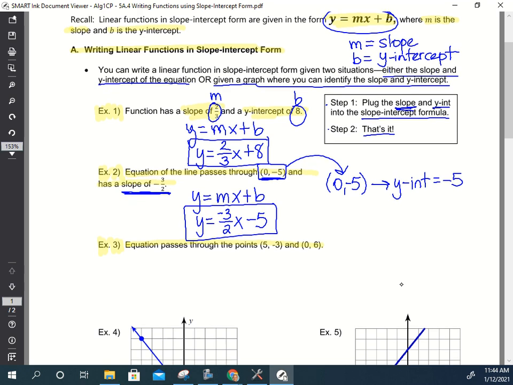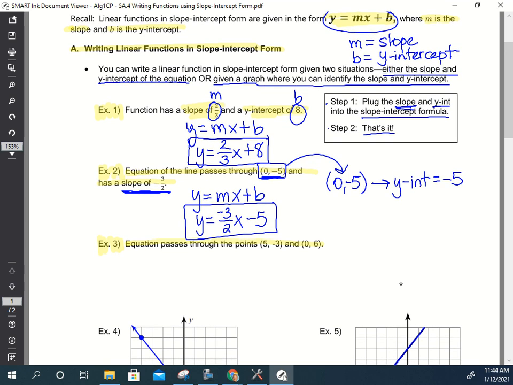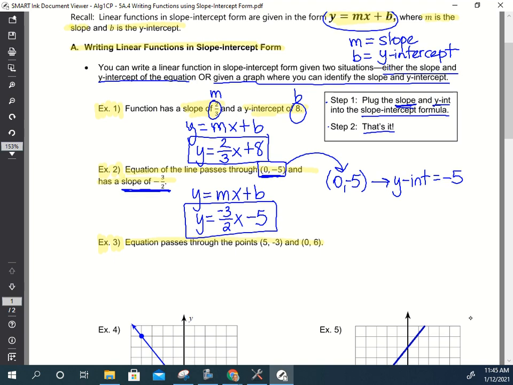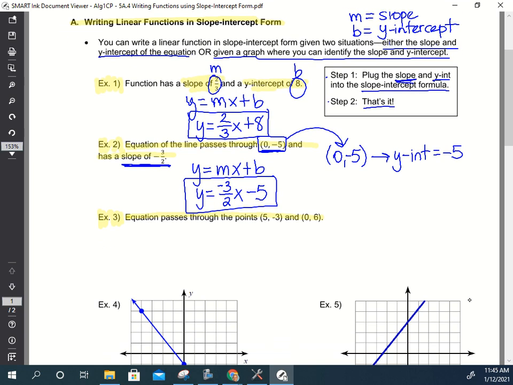Start scrolling up. So we're going to do one more straight example before we work with 2 graphs. So you should have examples 1 and 2 by now. Let's do example 3. Example 3, the equation passes through the points (5, -3) and (0, 6).